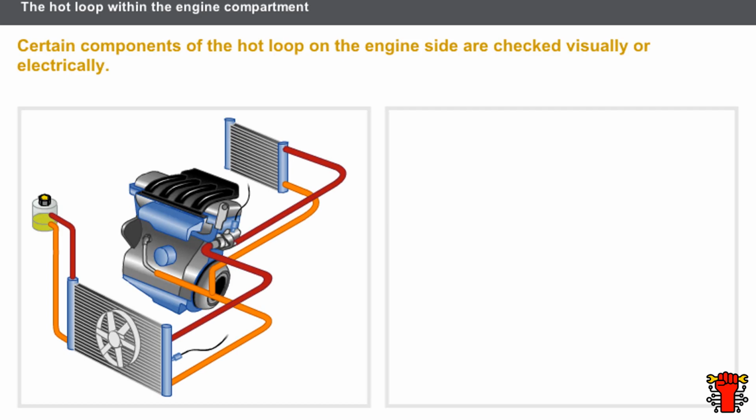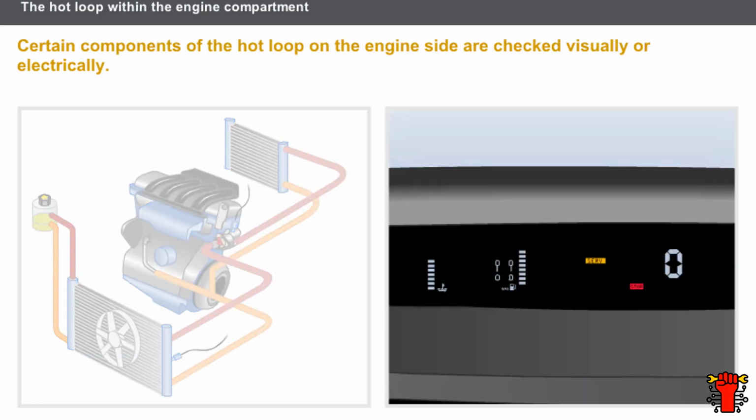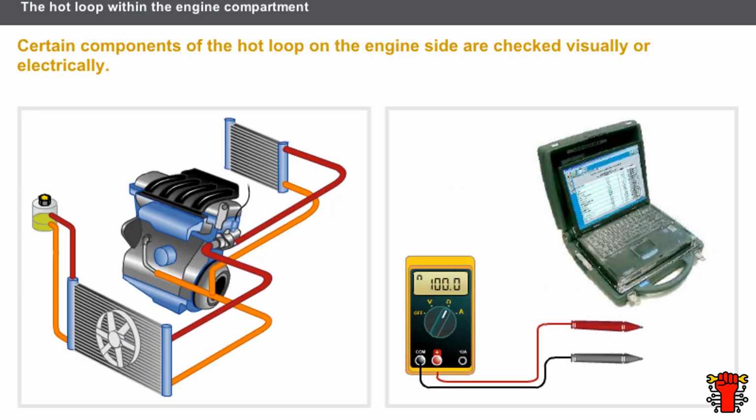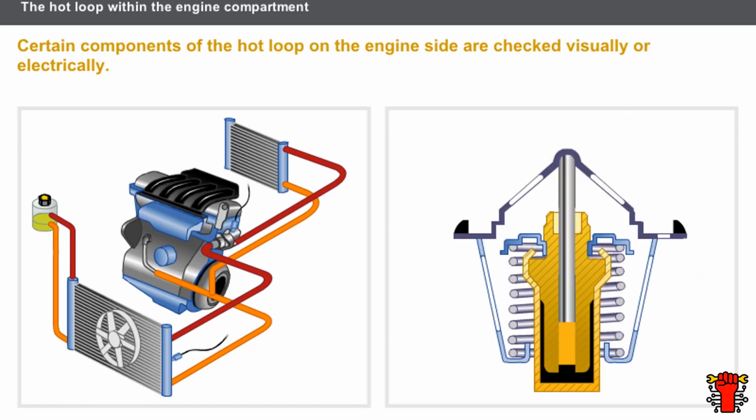Let us now look at testing the components in the hot loop within the engine compartment. The cooling fan assembly, temperature switch, temperature sensor, and engine temperature warning light may be checked visually and electrically. The visual check can be carried out when the system is activated or by checking the electrical connections. The electrical check can be made using the fault-finding tool or the multimeter. The thermostat is checked visually when it is in use.